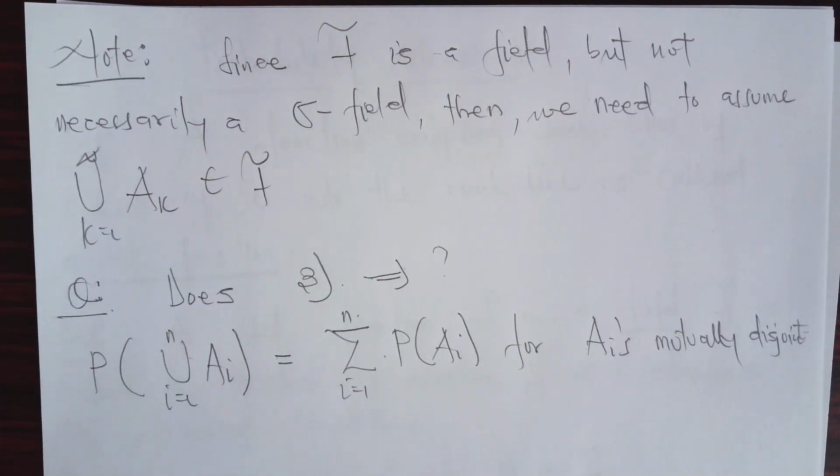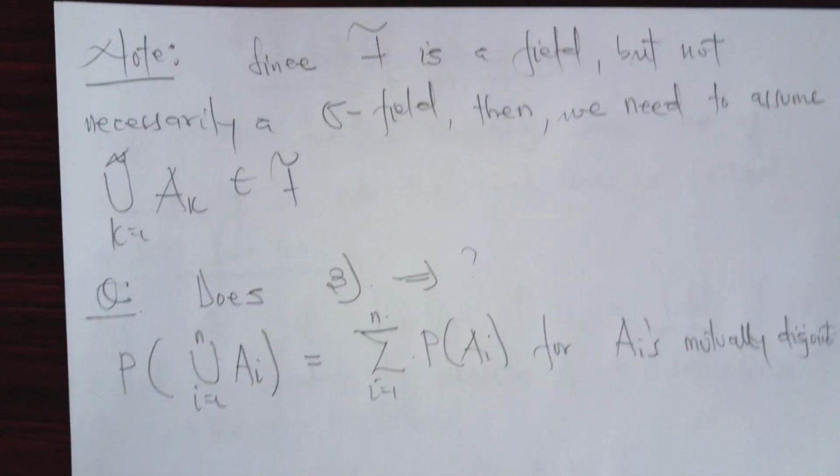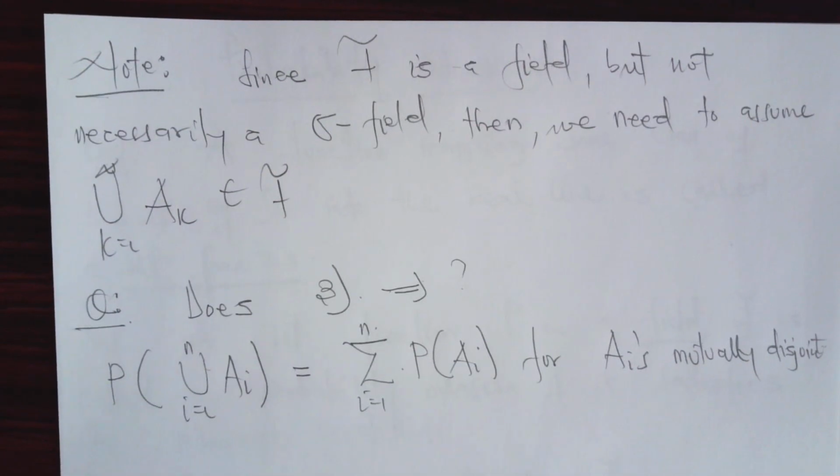So we answer this question. Does condition 3 for P to be a probability measure imply this? So here we consider a finite union. So the probability of the finite union of the AI, is it equal to the finite sum of their individual probabilities for AIs mutually disjoint? So this is a question we'll be finding an answer to. Since we define P on a field, but in our third condition, we define P on a countable union. Does it imply that 3 implies this? So we are going to find the answer to this question in our next lecture.